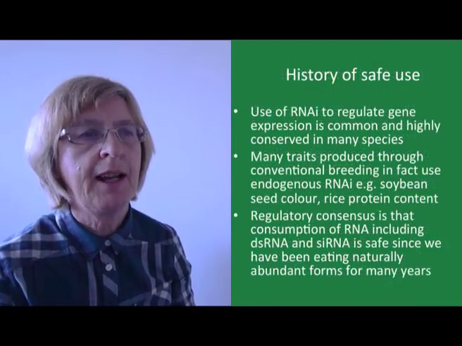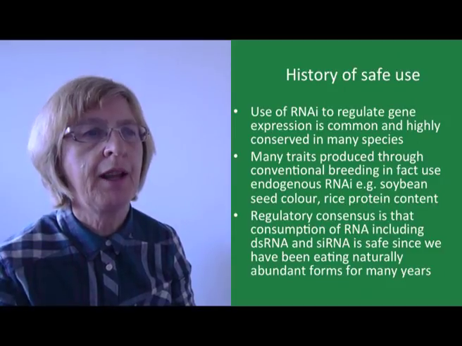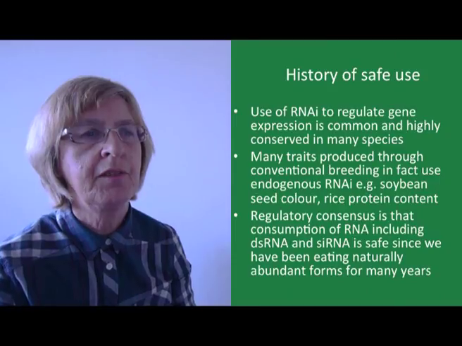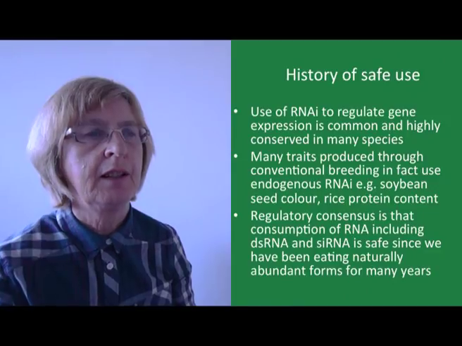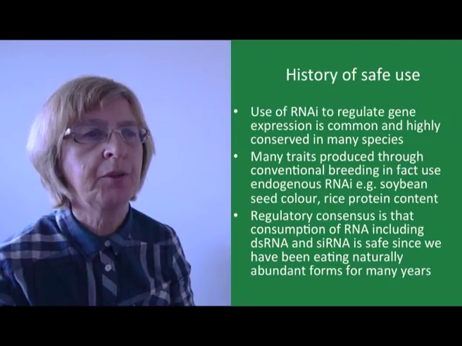In addition, RNAi has a history of safe use. Many species in nature commonly use RNAi to regulate gene expression, and this trait is highly conserved in many species. Many of the traits that have been produced through conventional breeding in fact use endogenous RNAi. Examples include soybean seed color and rice protein content. So bearing this in mind, the regulatory consensus is that consumption of RNA, including double-stranded RNA and short interfering RNA, is safe, since we have been eating the naturally abundant forms for many years.